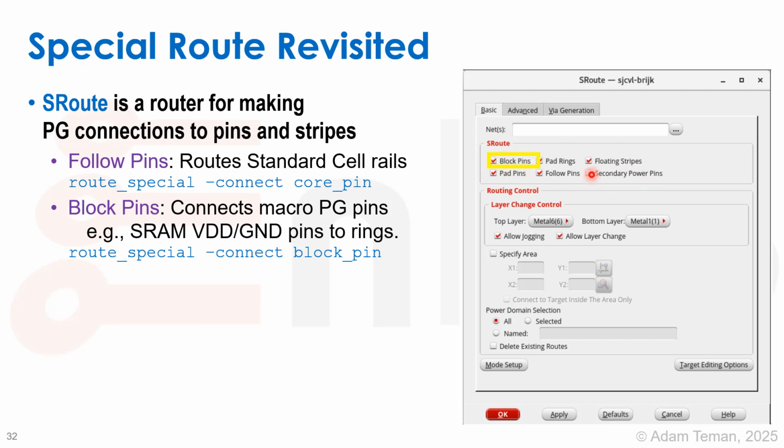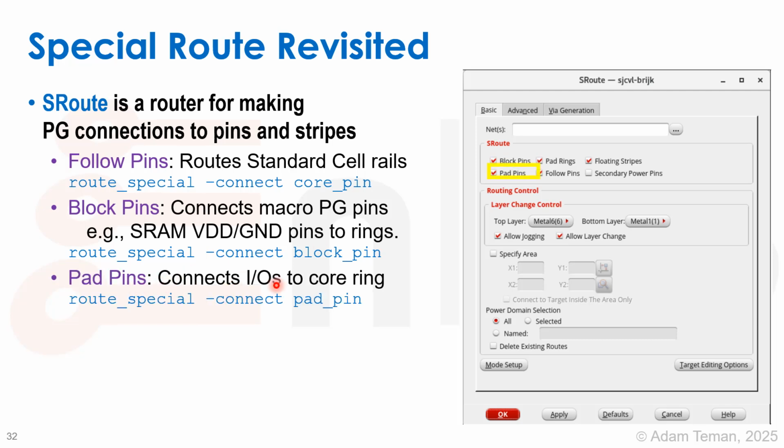As you can see, we can select several of these at the same time, and then SRoute will run on all of them. We can do minus connect core pin space block pin, and so forth, but that could take a longer time and be harder to debug. So I do recommend doing this one by one and making sure that everything worked out and there are no problems after doing each one of them.